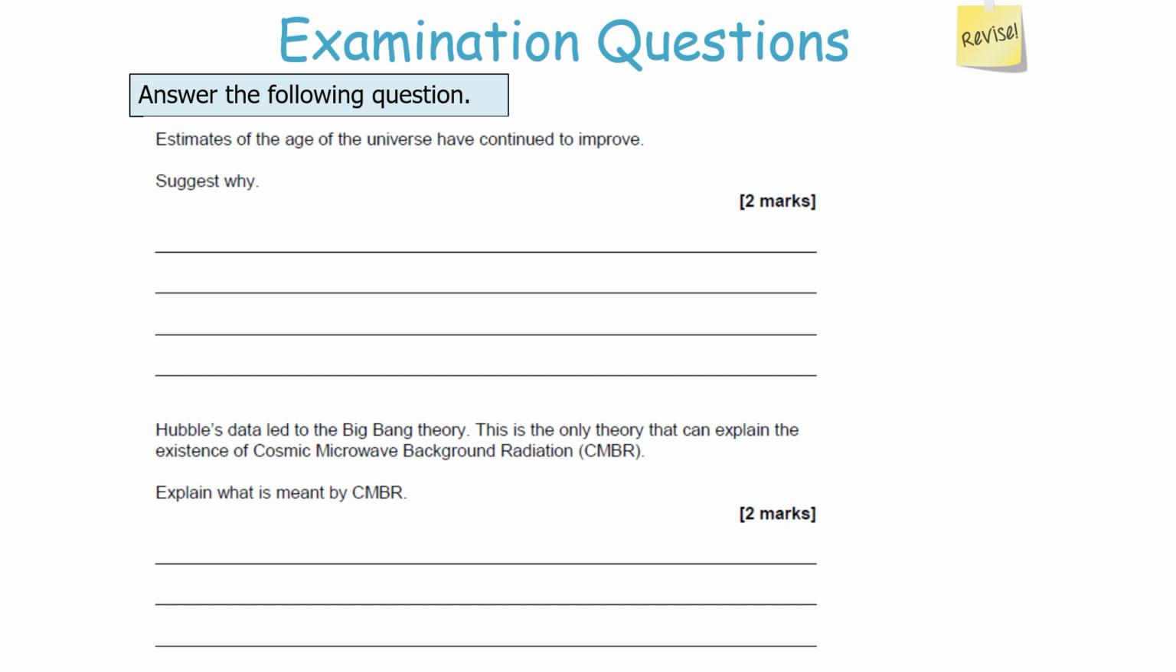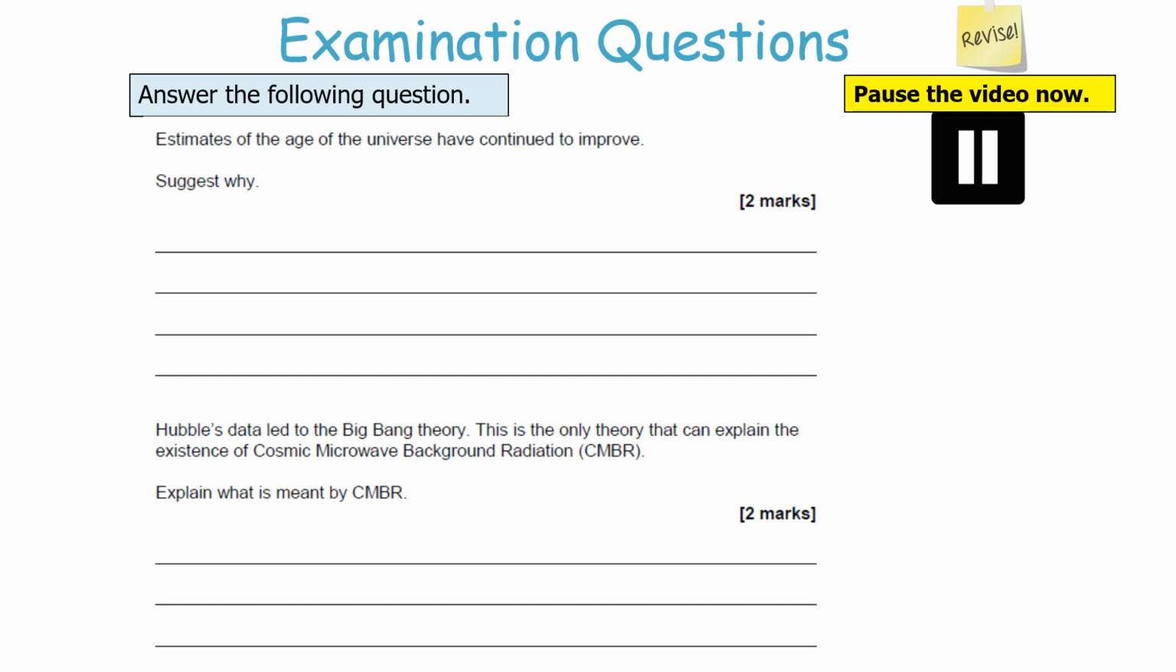The next question says, estimates of the age of the universe have continued to improve. Suggest why. Then Hubble's data led to the Big Bang theory. This is the only theory that can explain the existence of the cosmic microwave background. Explain what is meant by the CMBR. So pause the video now, then unpause the video when you want to go through your answers.